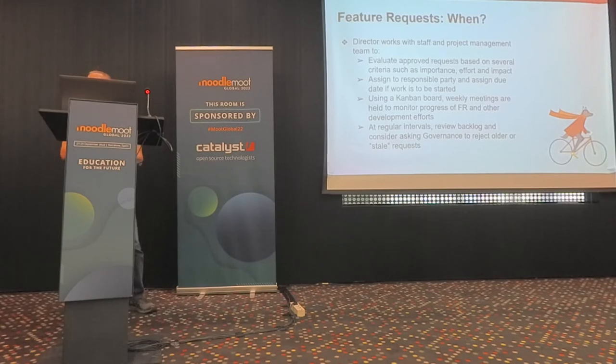And then at regular intervals, we actually will also look at that backlog and look at things that have been on there for a while and say, okay, this one's been on the backlog for 2 years. It's still low priority. We're never going to get to this. We throw those back over to Marty. He takes them back to the governance and says, okay, we did approve this. We thought it was good at the time, but we just can't get to it. We want to decline it now.